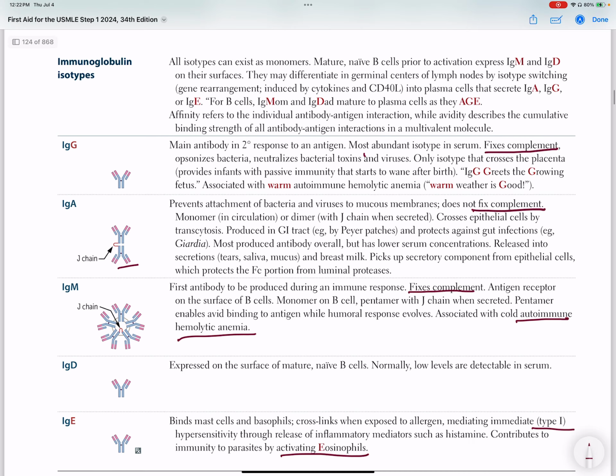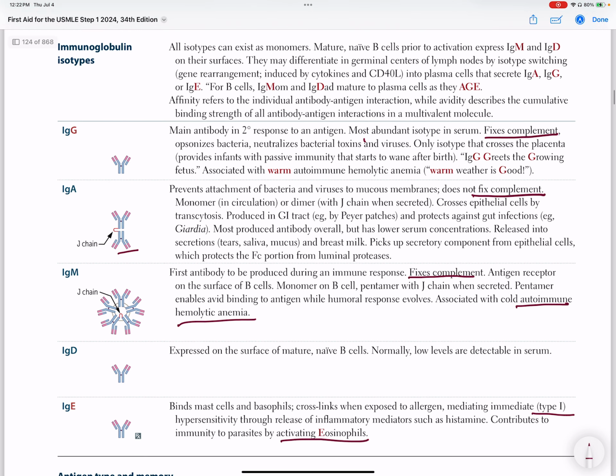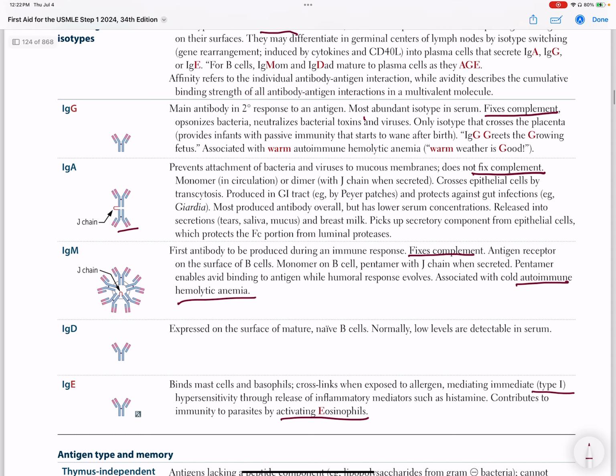Coming to the isotypes of the immunoglobulin. All of these can exist as monomers. A mature naive B cell prior to activation expresses IgM and IgD on its surface. They may differentiate in germinal centers of lymph nodes by isotype switching, a gene rearrangement induced by cytokines and CD40 ligands, into plasma cells that secrete IgA, IgG, or IgE.